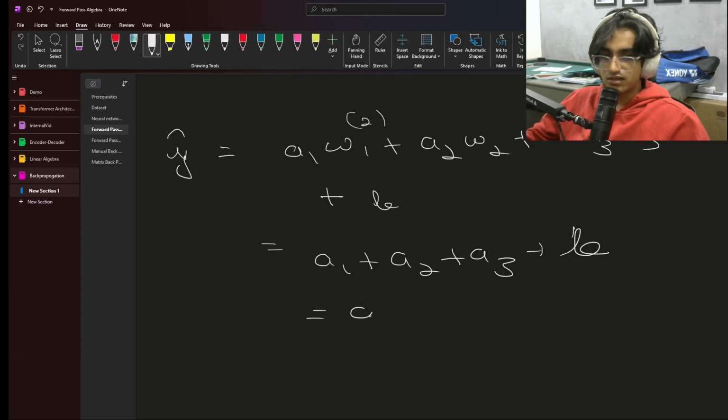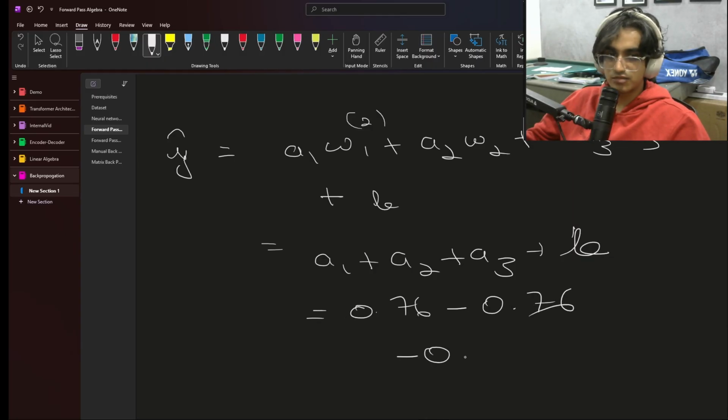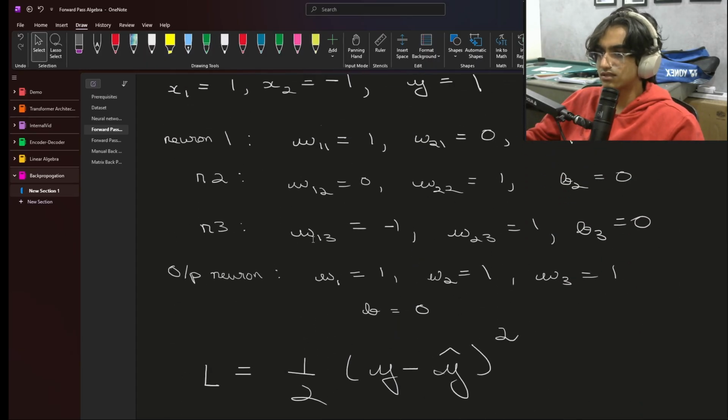So this is going to be 0.76, negative 0.76, negative 0.96. And what did we take the bias as? We took the bias as 0. You know what? Let me actually just take the bias as 1. Let's take the bias as 1.